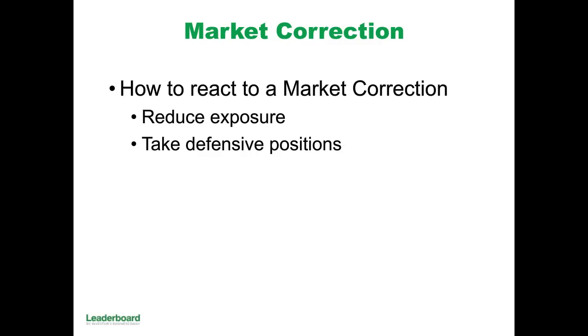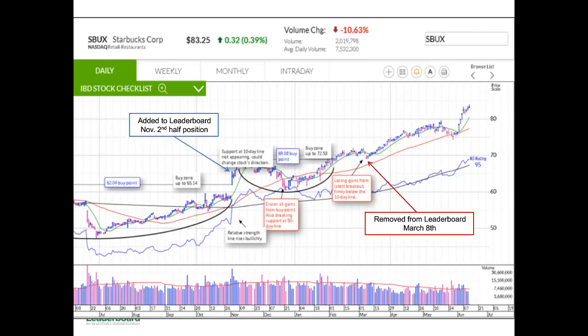So the second point would be to take defensive positions. That's right. So Starbucks, we were in the throes of a market correction. This was back in November. We certainly did not have a follow-through day, but we noticed that Starbucks was acting very well. So we actually added Starbucks. Now, this is not a high-octane growth stock, but it is a company with outstanding fundamentals, and it showed a nice gap up out of a long consolidation. So we added Starbucks in early November.